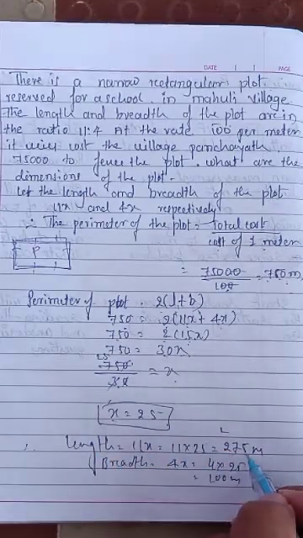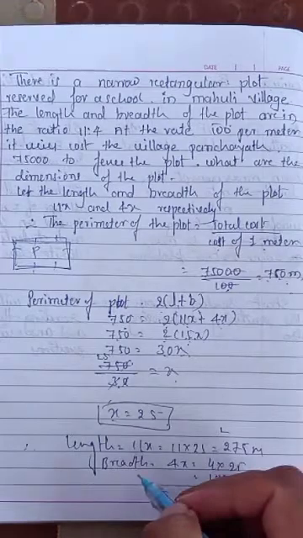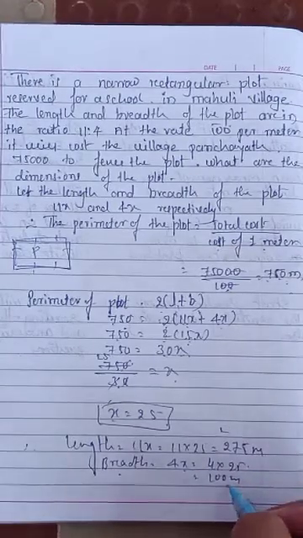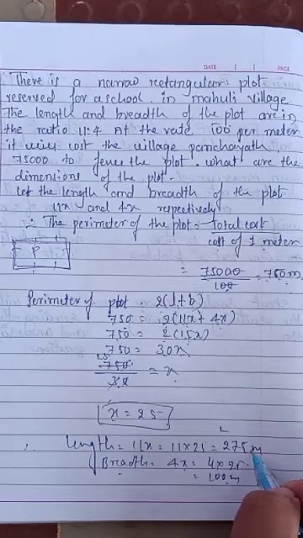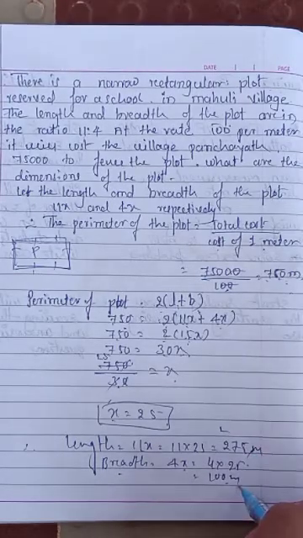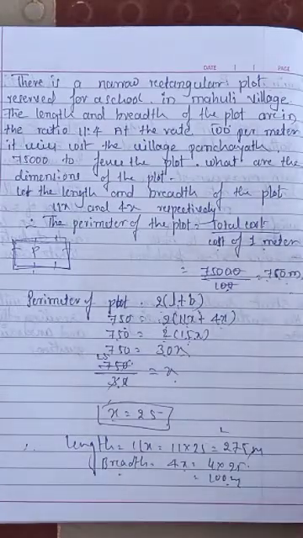So length is 11x. 11 into 25 is 275. Breadth is 4x. 4 into 25 is 100 meter. The length of the plot is 275 meter. The breadth of the plot is 100 meter. Clear, children? Shall we go for the next question? Okay.